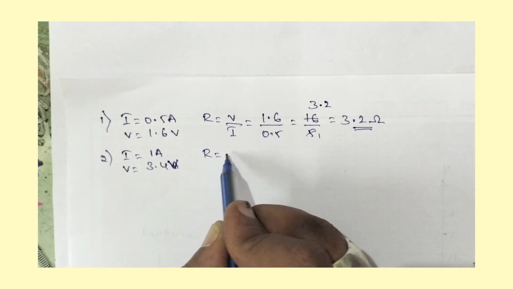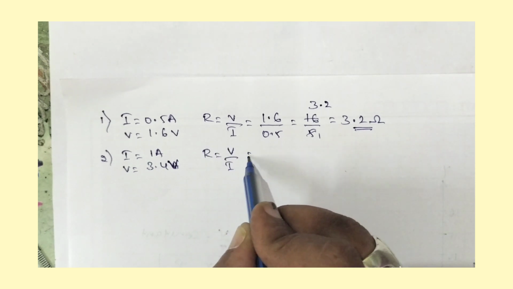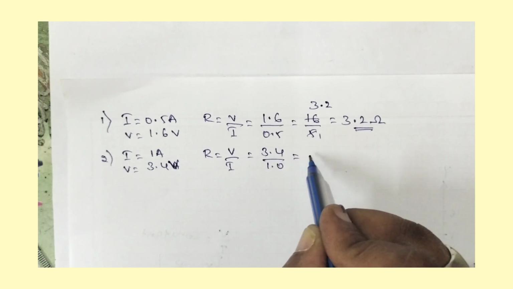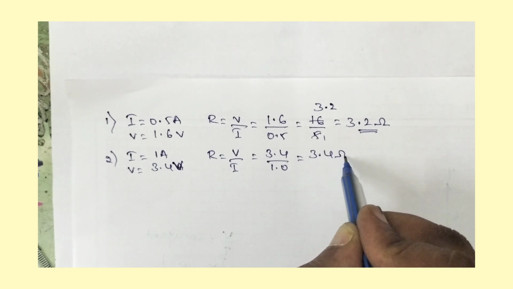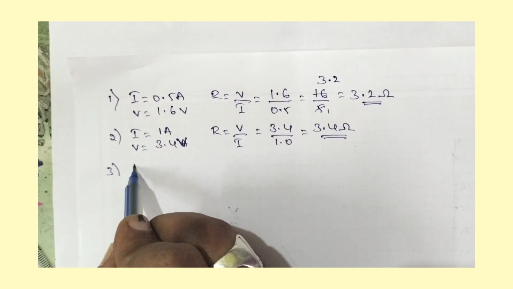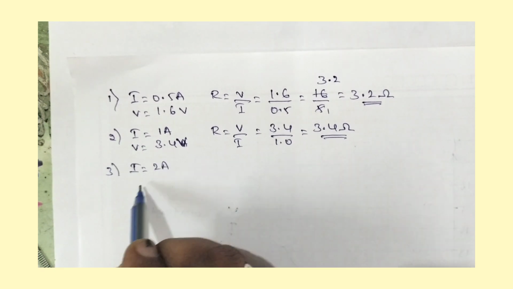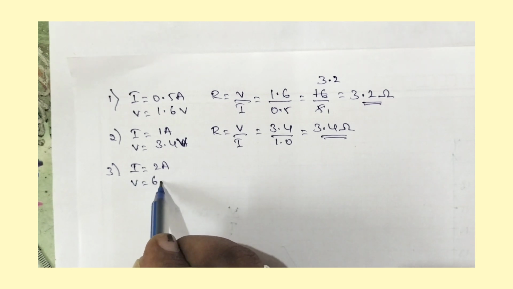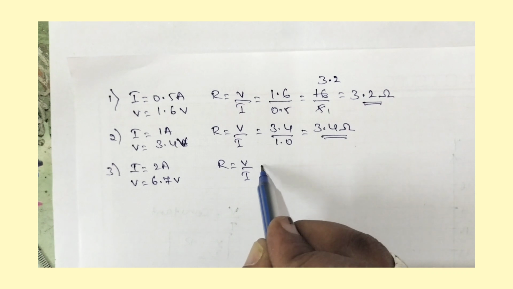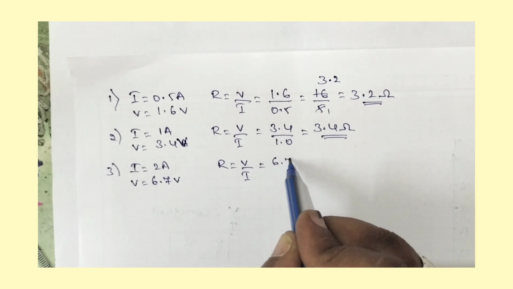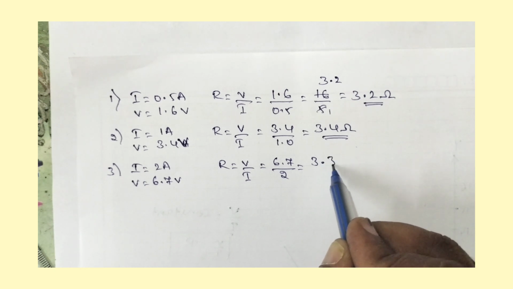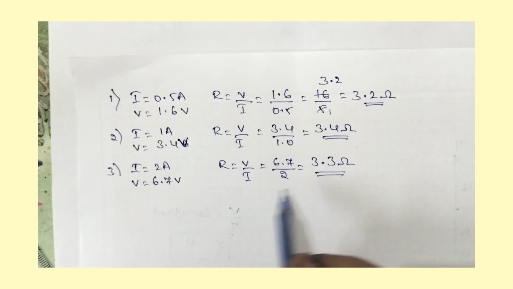So R is equal to V by I. So V is 3.4 divided by 1.0. So that is equal to 3.4 ohm. Then the third reading, I is equal to 2 ampere and voltage will be equal to 6.7 volts. R is equal to V by I. So V is 6.7 divided by 2. So 2 threes are 6. It will become 3.3 ohms.